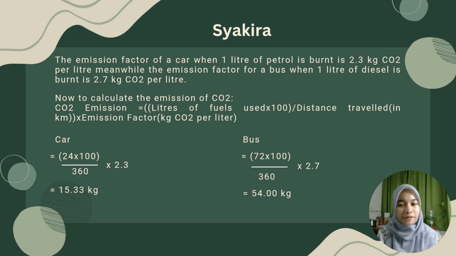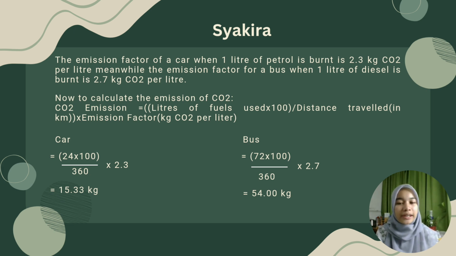After we calculate the fuel needed for each vehicle, we're going to calculate the carbon dioxide emission. So first, we need to know the emission factor of a car when 1 liter of petrol is burnt, which is 2.3 kilograms of carbon dioxide per liter. Meanwhile, the emission factor for a bus when 1 liter of diesel is burnt is 2.7 kilograms of carbon dioxide per liter.